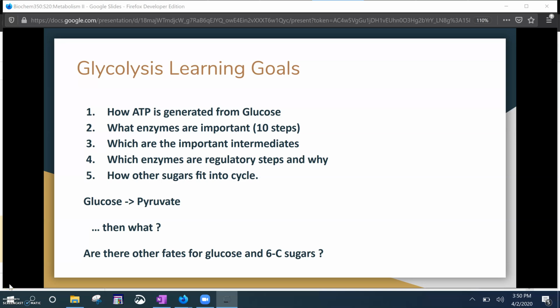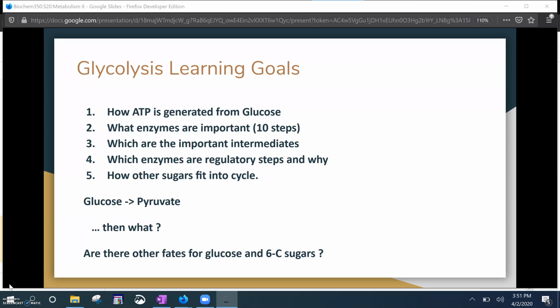In the last lecture, we went over glycolysis. We looked at how ATP is generated from glucose, what enzymes are involved in these 10 important steps, which were the important intermediates, which enzymes were regulatory steps and why. We looked at the delta Gs. And we looked at how other sugars fit into this glycolysis cycle, where they feed in and how they're broken down. So we've broken down glucose to pyruvate.